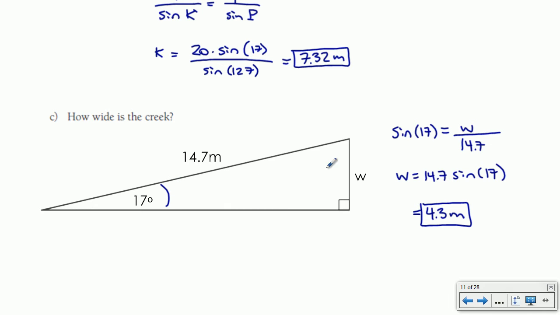We have this right angle triangle. We need to figure out what this distance is. We can use regular sine if we have a right angle triangle. This is our reference angle. This is opposite. This is hypotenuse. So we can figure out W, and it turns out to be 4.3 meters.